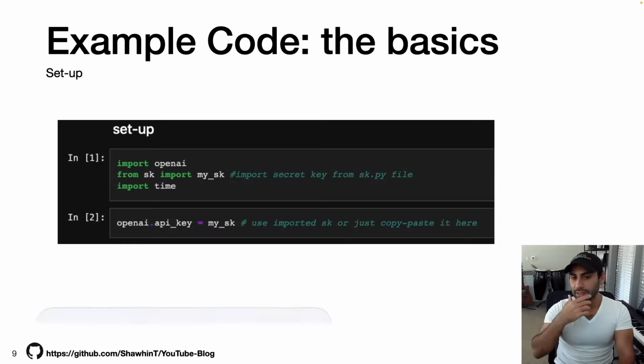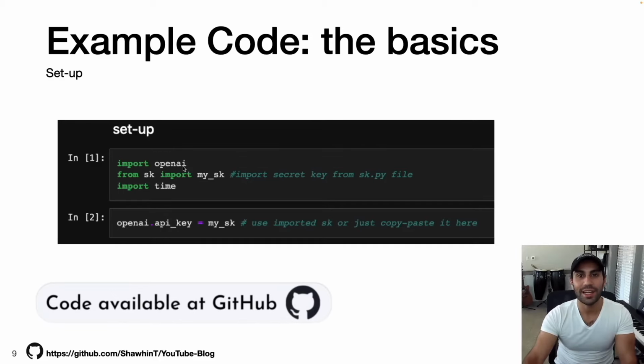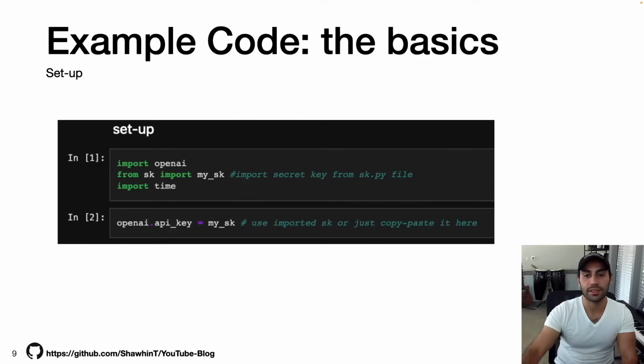So starting with the basics, we need to import the OpenAI Python library. If you haven't installed this, super simple, just pip install openai and it should download it automatically in your terminal. This line here, I'm importing my secret key. So what I did is I created a Python file called sk.py, and in there I just defined one variable, which is called mysk, and I set that equal to my secret key.